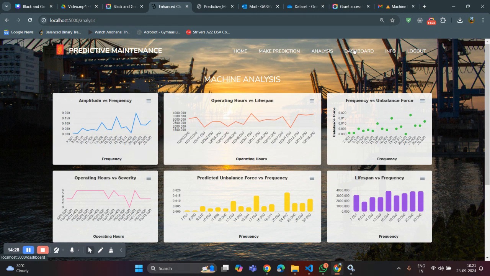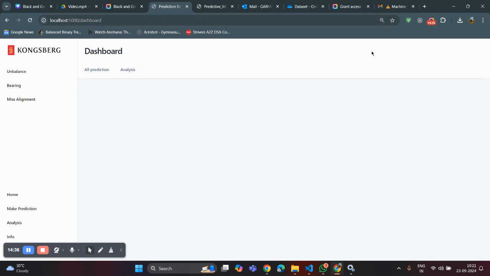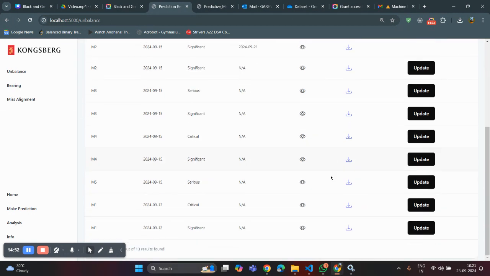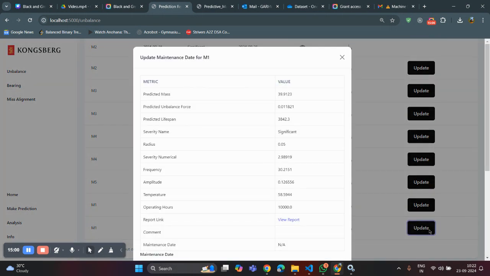Then the other thing which we have in our system is the dashboard. Suppose I have predicted and got some fault in my machine. Then this is the admin dashboard. Now I want my team to do the maintenance of this system. Here I have different machines, so I can assign them work. Suppose this is the M1 machine and we have a significant problem in this machine. I can assign the work of maintenance to some user.